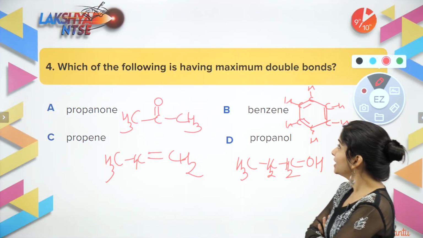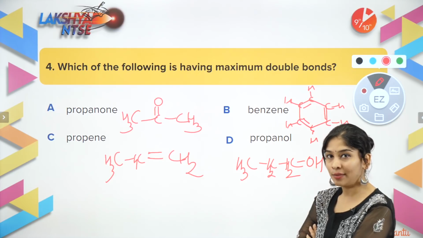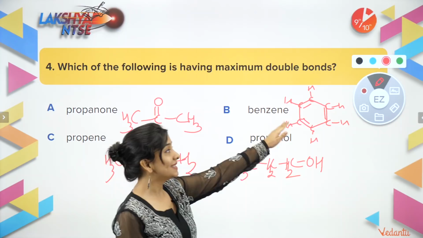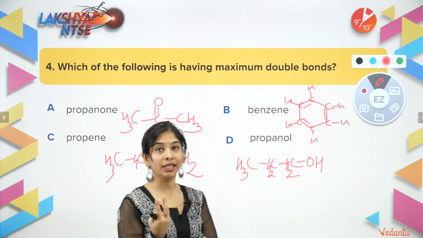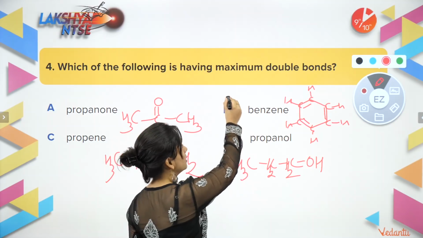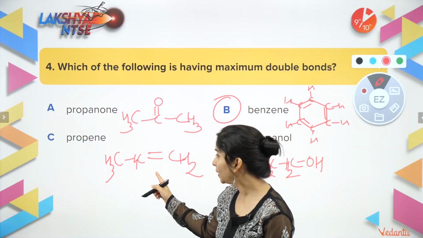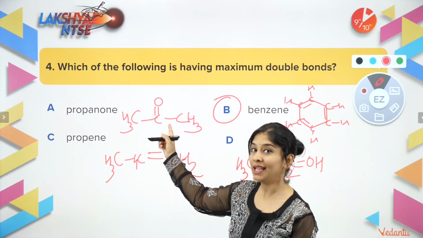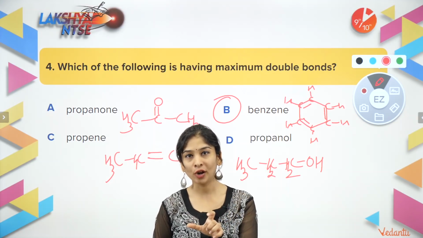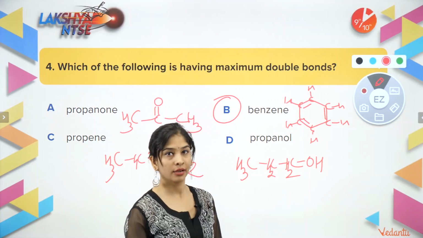Okay. So the question is which is having the maximum double bonds. Isn't it obviously benzene? Benzene has three double bonds. So this is the answer. This one has no double bond, this one has one double bond. Whenever the question asks about double, triple bond and single bond, they are concerned about the carbon-carbon bond. Okay, so this is the answer, right?